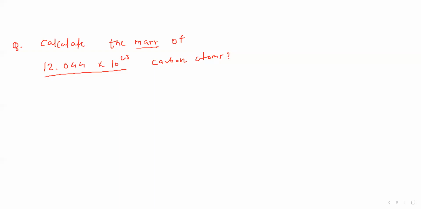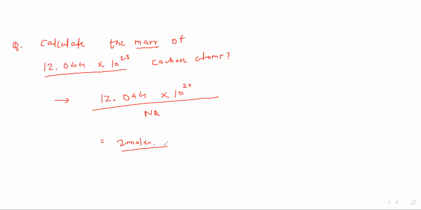Yes, Shravya. Okay, very good. So similarly, we have the number of particles. Simply we can do 12.044 into 10 raised to 23 upon Avogadro's number, correct? You don't have to write that again and again. So when you do it, obviously you will get 2 moles.